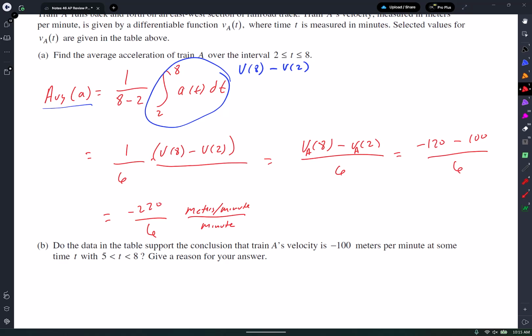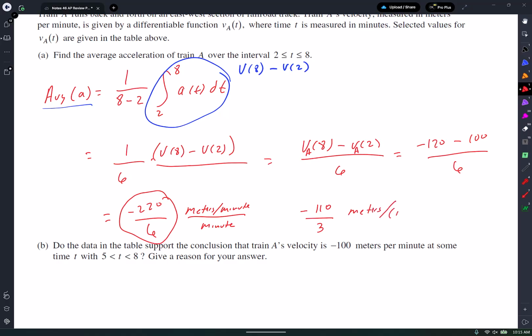Now, anyways, are we courageous at the moment? Can we reduce this? What is this? 2 goes into both of these. I don't think 3 goes into both of them. Nope, but 2 does. 2 goes into 22 11 times, so negative 110. And 2 goes into 6 3 times, and then meters per minute per minute.